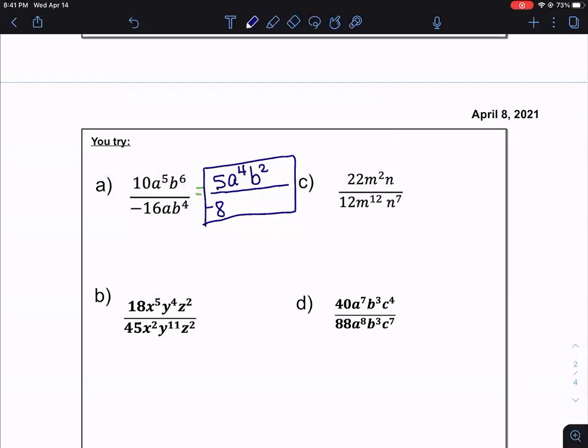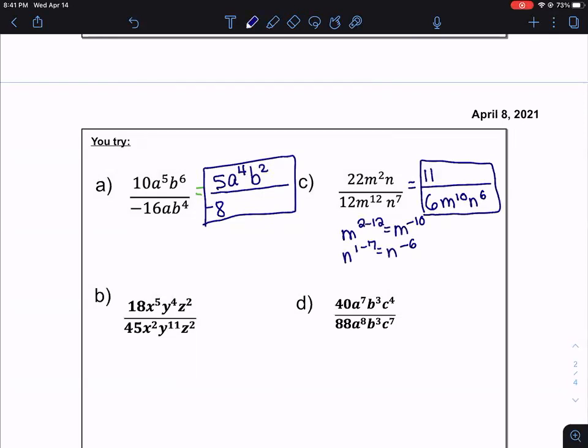For C, we have 22 and 12. So that will have 2 in common, 11 on top and 6 on the bottom. So m to the 10th on the bottom, and n, not m, but n to the 6th on the bottom as well. And that's because m to the 2 minus 12 is m to the -10, n to the 1 minus 7 is n to the -6.